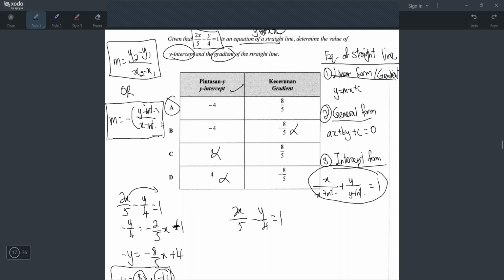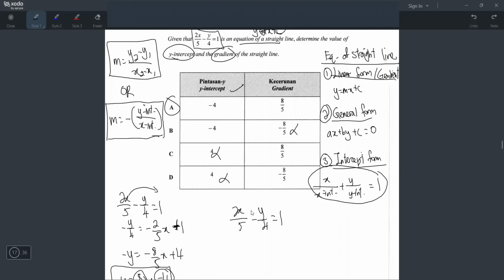This formula, we jarang guna actually, because we always use the formula yang atas. Kenapa? Because formula yang atas ni, we can use in all cases. But formula yang bawah ni, kita hanya boleh guna in sesetengah case saja. Bila dia bagi y-intercept, x-intercept, then only we can use this formula. That is why we don't use this formula that often. But now we can use it for this question.